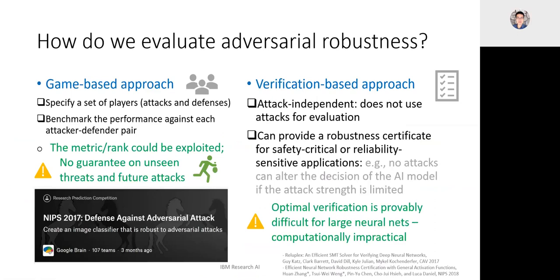So there's a concern of not being able to generalize your defense or robustness performance to other attacks or future attacks. That's what motivates the second way of evaluating robustness, which we call verification or certification. In this case, we are not relying on attacks to evaluate robustness. Instead, we try to build an attack-independent certification for evaluating robustness. What this approach can do is provide a certificate for your model. But the downside of this approach is that optimal verification is very difficult, especially for large neural networks. And I will do a deep dive in a few slides later.